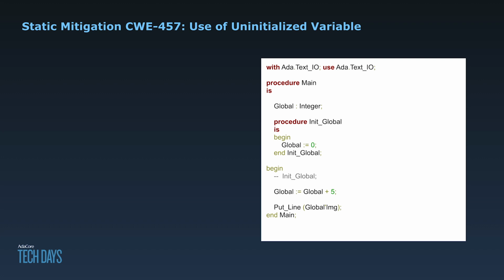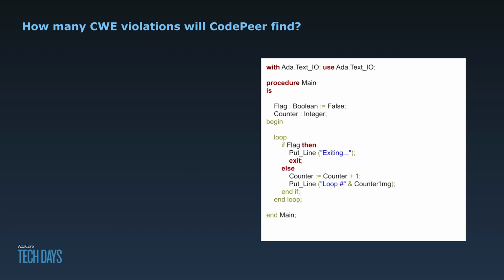So what would CodePeer say? Validity check, CWE 457, which is an uninitialized variable. Global is uninitialized here. So this is kind of nice, because if you've ever had this problem, it's really hard to track down. So now CodePeer can help you out here. In this code, how many violations do you think CodePeer will find?